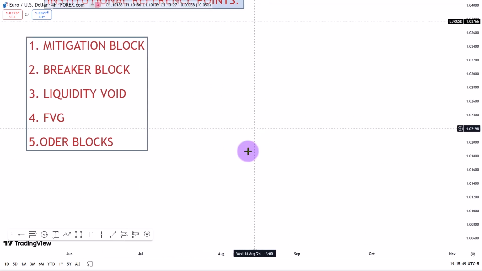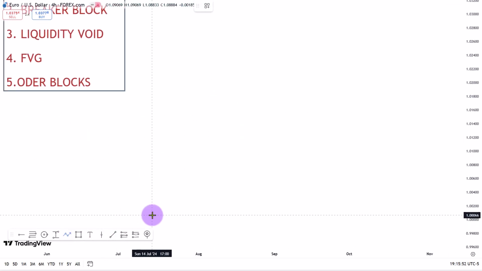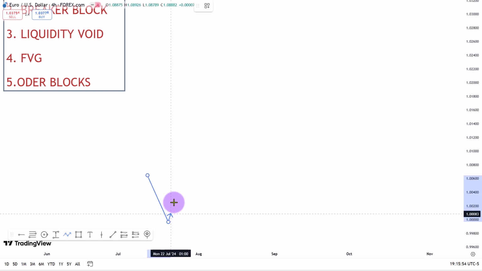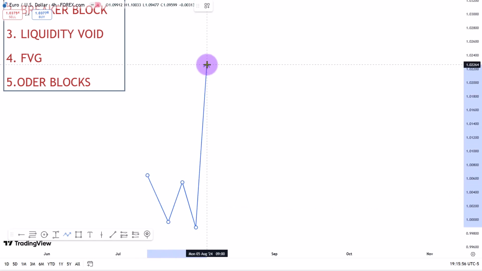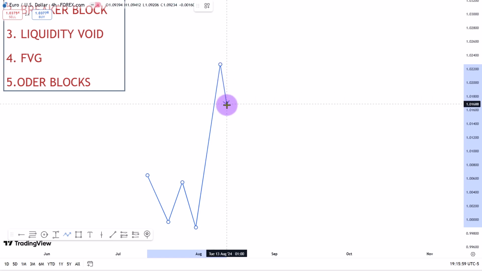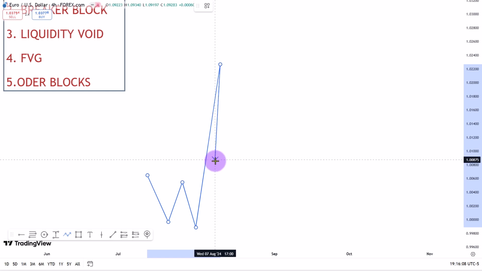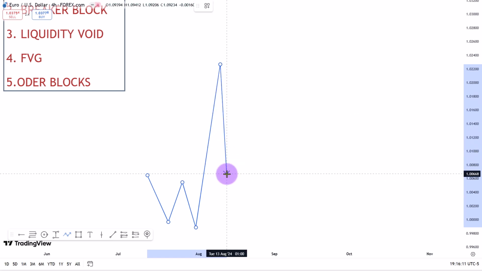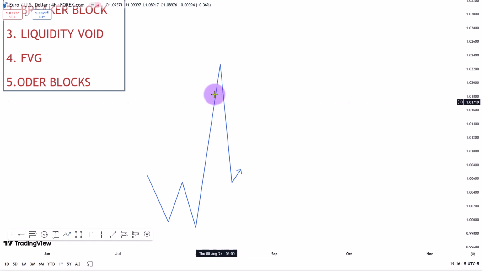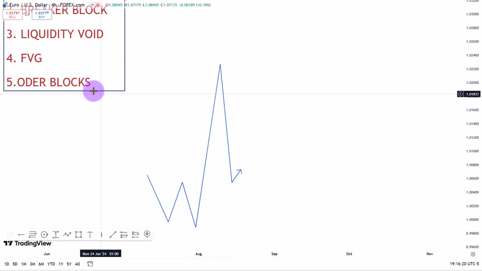When you see price action create a range, let's say price creates a shift of market structure bullish and price is trading or repricing into the internal range, you're going to be looking for the mitigation block within the discount of this price range. If the mitigation block is not there, you're going to be looking for the breaker. If the breaker is not there, you're going to be looking for fair value gap. If fair value gap is not there, you're going to be looking for liquidity void rather. If liquidity void is not there, you're going to be looking for fair value gap and or order blocks.